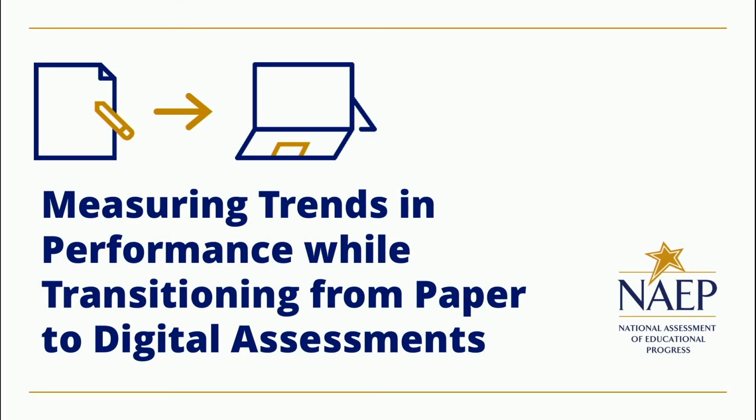In 2017, the National Center for Education Statistics, NCES, completed a major step with its transition to digitally based assessments for the National Assessment of Educational Progress, NAEP, in reading and mathematics. NAEP, also known as the nation's report card, assessed over 500,000 4th and 8th graders across the country in reading and mathematics with digital devices.